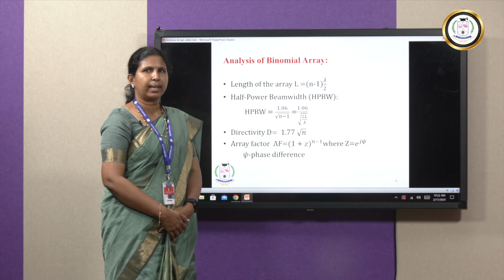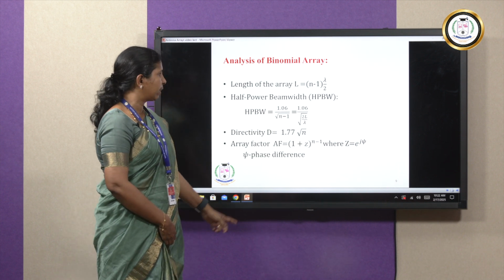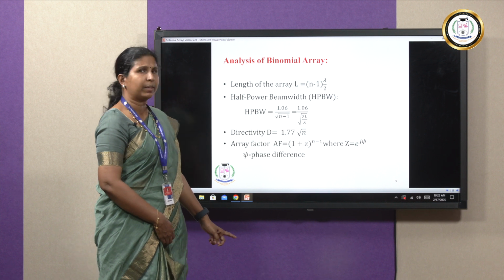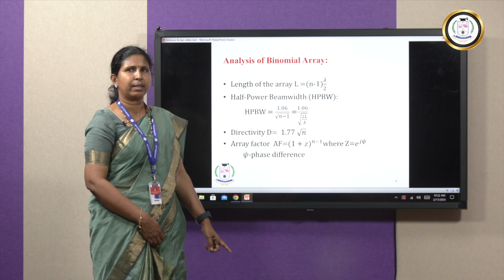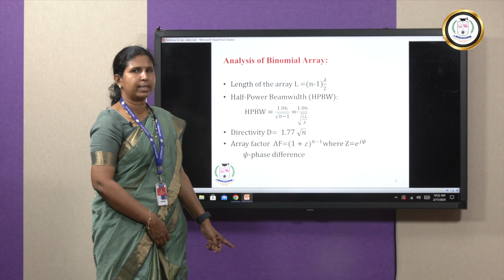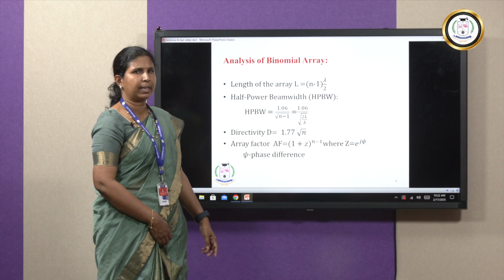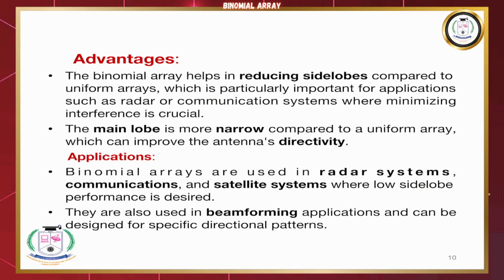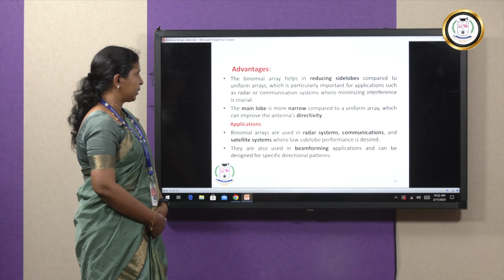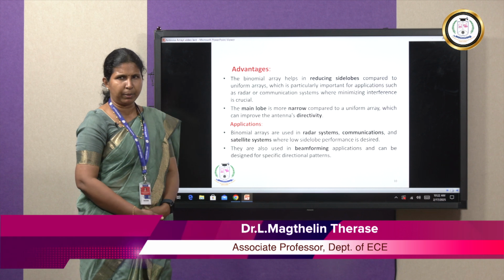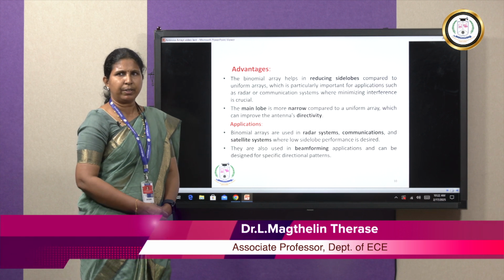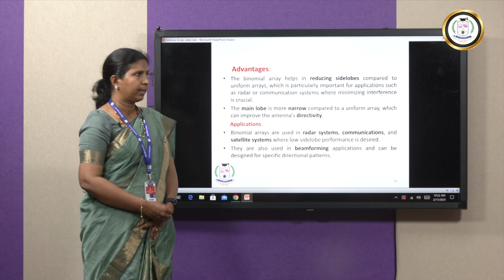The array factor is calculated using the expression AF is equal to (1 plus Z) the whole power n minus 1, where Z is equal to e power j psi, where psi is the phase difference. Here also, n represents the number of radiating sources. The advantage of the binomial array is that it helps in reducing the side lobes compared to other uniform arrays, which is particularly important for applications such as radar or communication systems, where less interference is required.